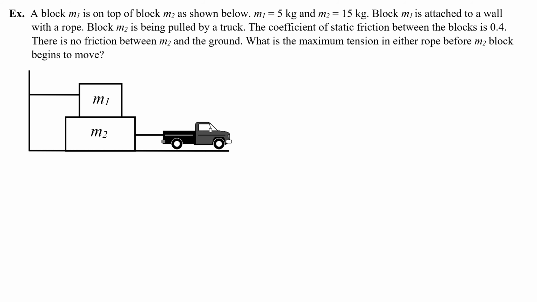All right, last box-on-a-box problem. A block M1 is on top of block M2 as shown below. M1 is 5 kilograms and M2 is 15 kilograms. Block M1 is attached to the wall with a rope. Block M2 is being pulled by a truck. The coefficient of static friction between the blocks is 0.4. There is no friction between M2 and the ground.